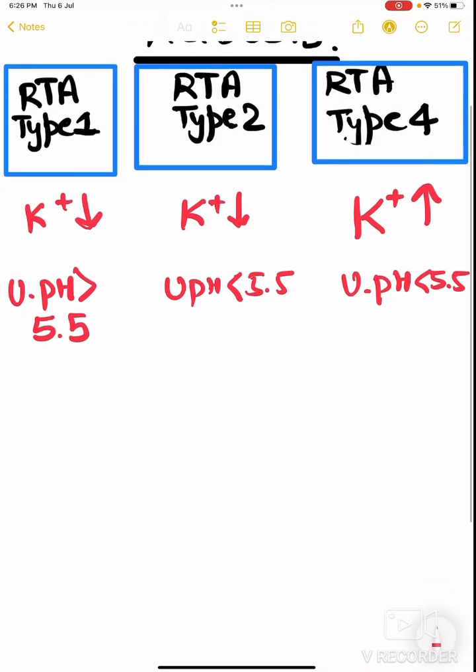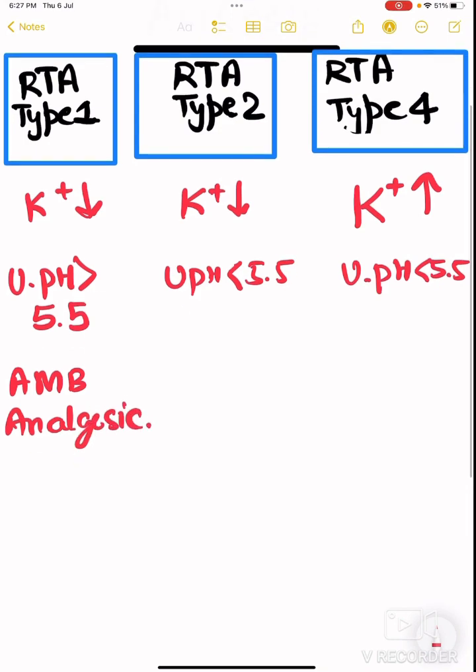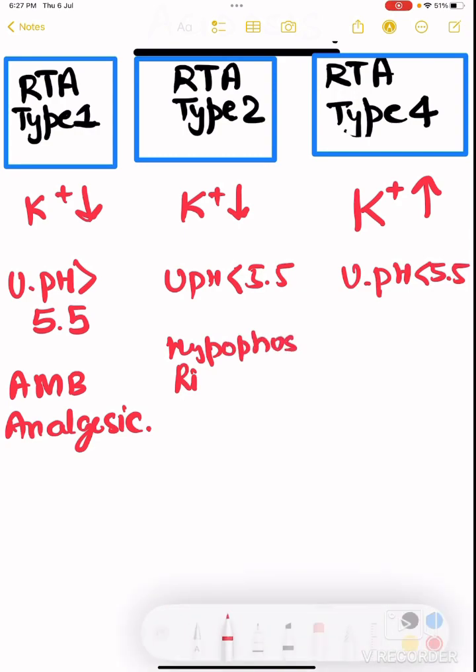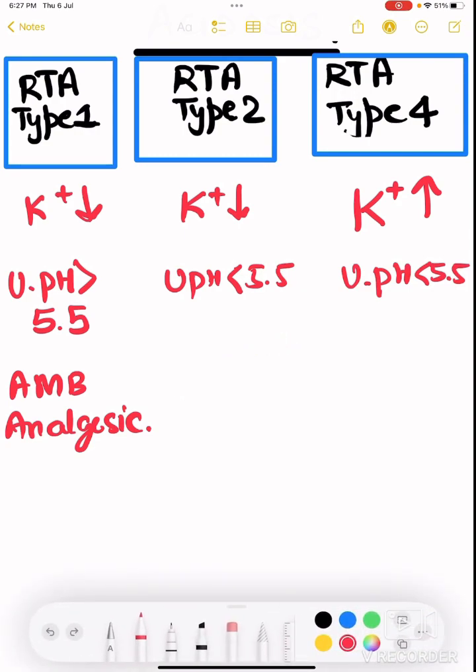Now coming to the next point, which will help you to differentiate the causes, right? Amphotericin B and analgesic abuse are the two causes which cause RTA type 1, right? Next, what causes RTA type 2? Mainly rickets, hypophosphatemic rickets, right? Hypophosphatemic rickets is associated with it.